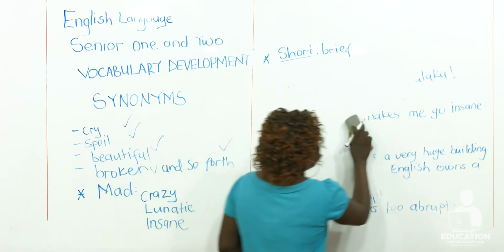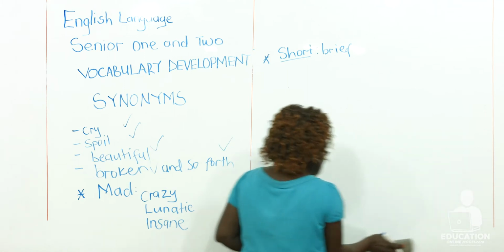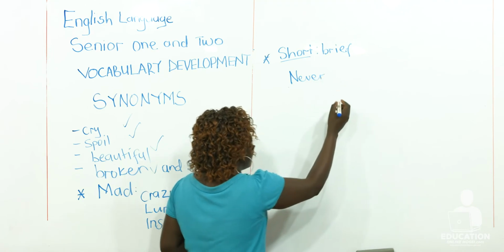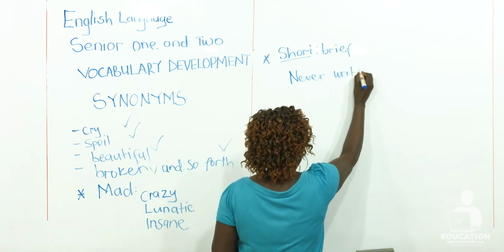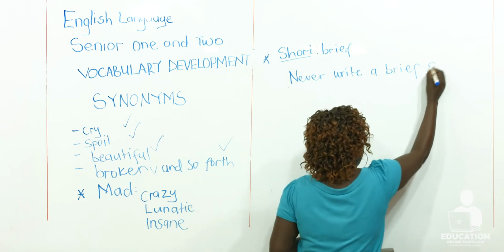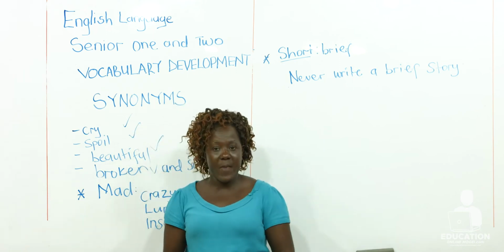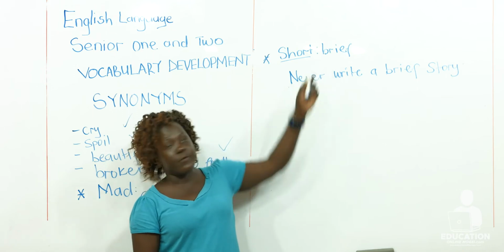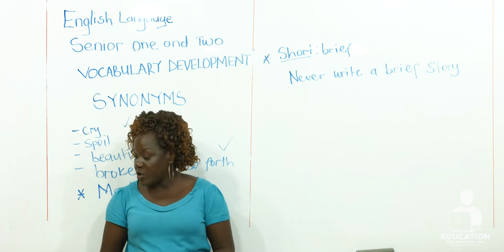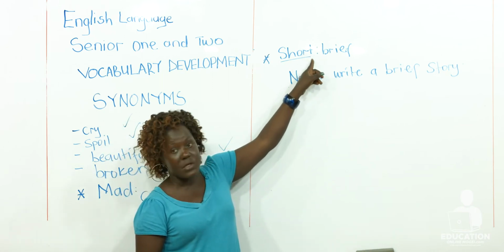Now, let us use it in a sentence. It will be in this way. Never write a brief story. That means it is a warning. Do not write a short story. But instead of using the word short, you have opted for the word brief. Never write a brief story. Right. You can even use this word interchangeably. Instead of using short, you use brief.